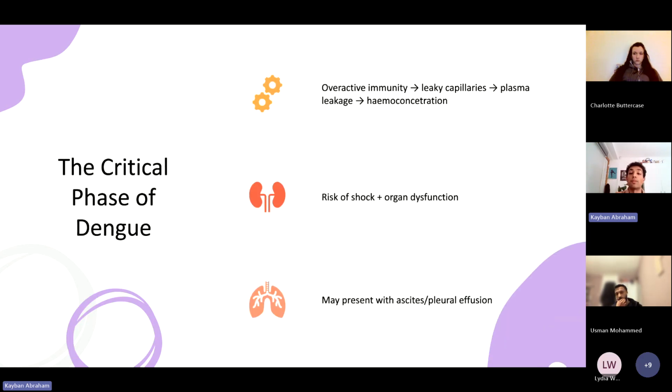And this is what we'd call the critical phase of dengue. Essentially, what has happened is your body has produced antibodies and cytokines, a lot more than you probably need. So your capillaries start to become leaky. They leak out the fluid, but the actual blood cells stay in there, and then the blood becomes sticky and concentrated. When that flows around the body, obviously that can get stuck and cause organ dysfunction. Depending on where that fluid leaks into, it's going to cause ascites or pleural effusion.